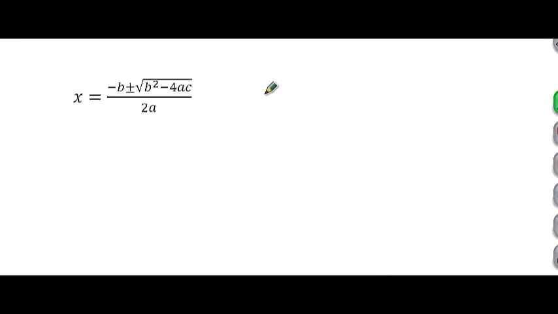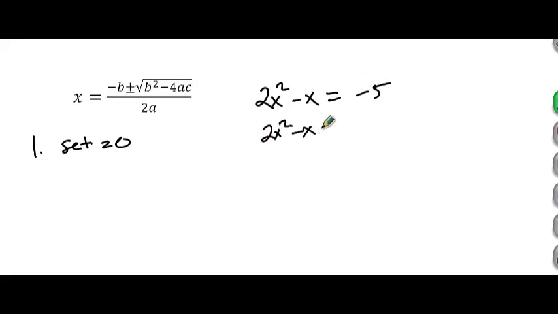So let's say we've got 2x squared minus x equals negative 5. So the first thing you have to do, I'll write our steps out here, is you have to set it equal to 0. If it's not equal to 0, as we mentioned in the beginning, your c value is going to be messed up. This has to be equal to 0. So 2x squared minus x plus 5 equals 0. Alright, so set it equal to 0.